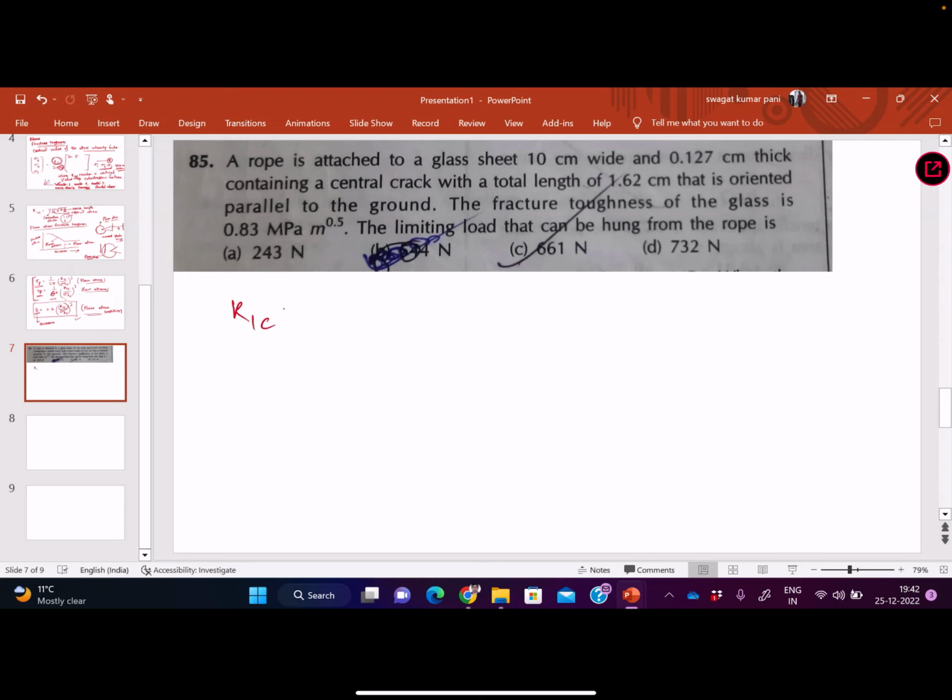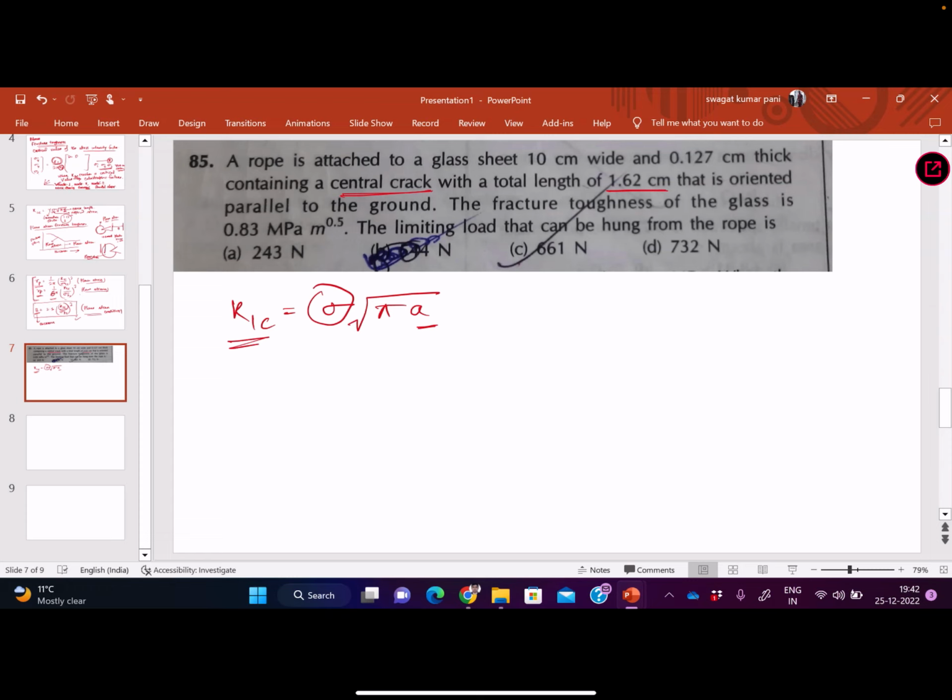We know we can calculate the stress by dividing the load by the cross sectional area. First you have to find out the stress. This is given. This is given. Crack length is already given. So you have to divide it by 2. Okay, because for a central crack, remember, you always have to take half. If it is a side crack, then you can take the full length, but if it is a central crack, you have to always divide it by 2. Otherwise the answer will be wrong.